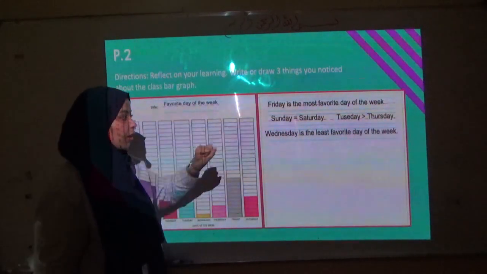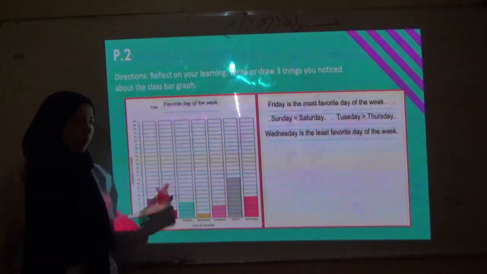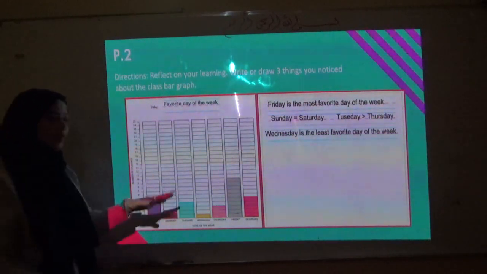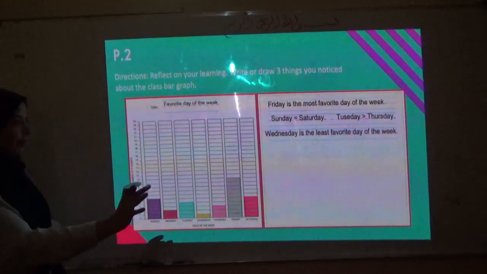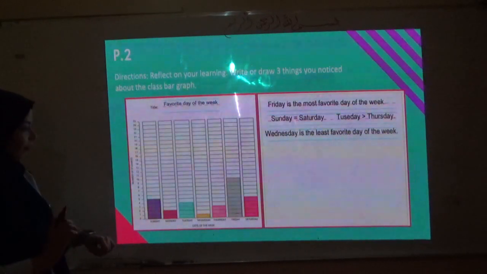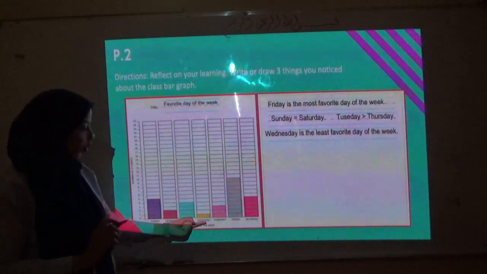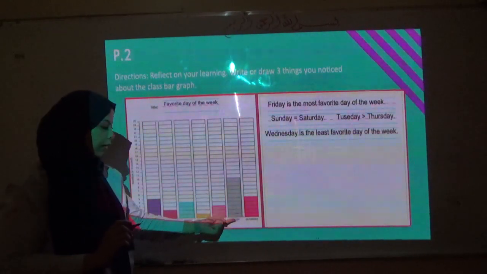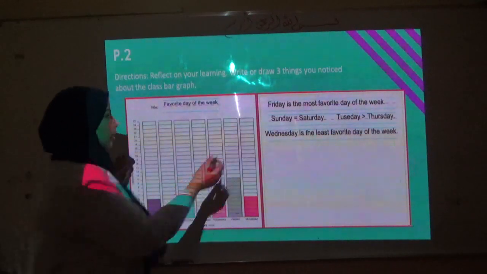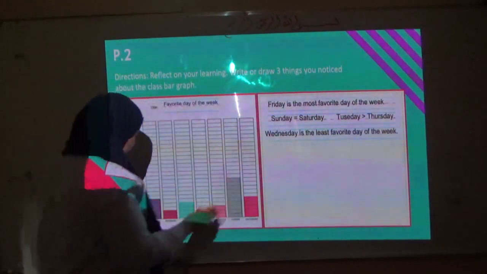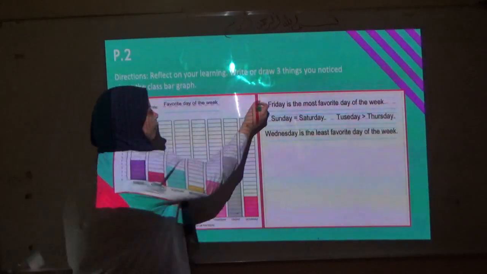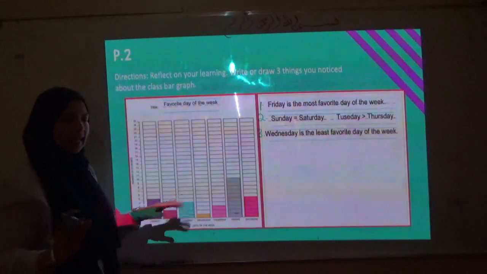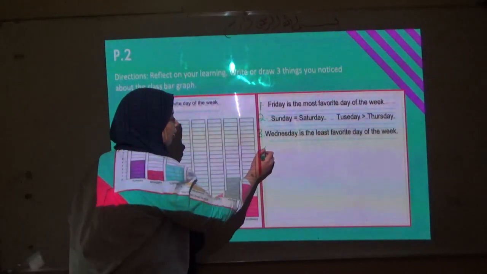Is that the only information I can get from the graph? Of course not, I have a lot of information. I can write it in a sentence form. For example, I can write that Wednesday is less than, of course, what? Friday. So here's my first, second, third. This is if you want to add this information, it's up to you.